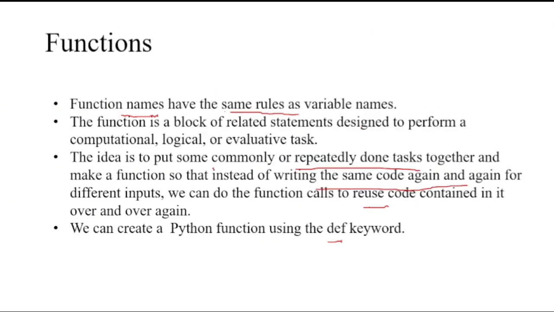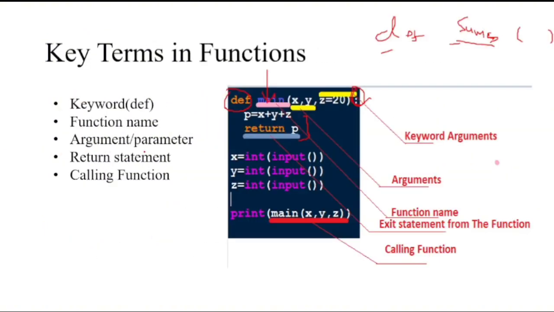Here we define the tasks that we need to perform. We define the evaluative tasks, the logical operations, and computational operations we need to do in our function. So here, for example, we are trying to get the sum of x, y, and z. We are defining the task that we want to do for this function.